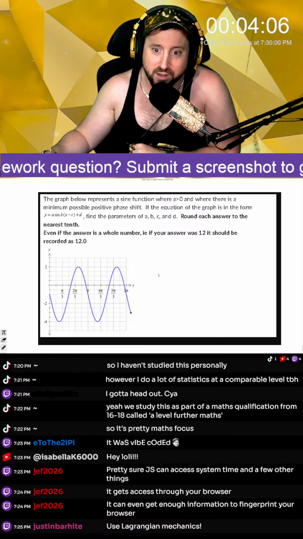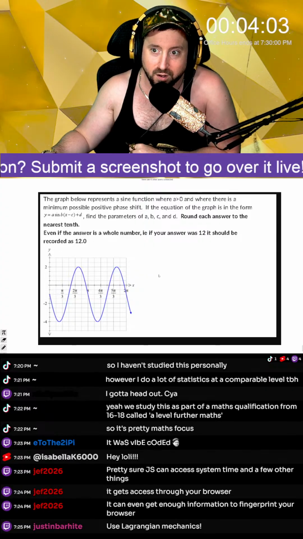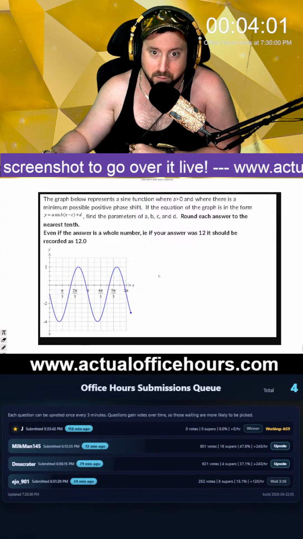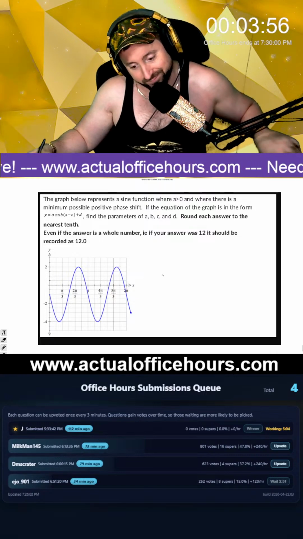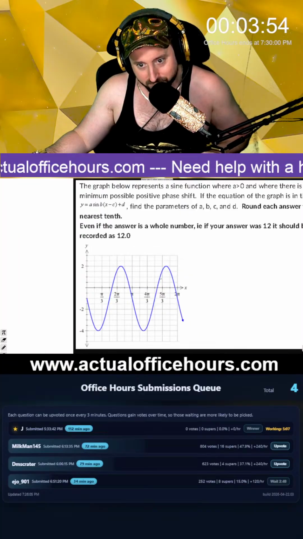All right, the graph represents no tension in the string. A sine function where a is greater than 0, and where there is a minimum possible positive phase shift. Okay. Find all the parameters. Oh, wow. That's kind of a mess. But okay.